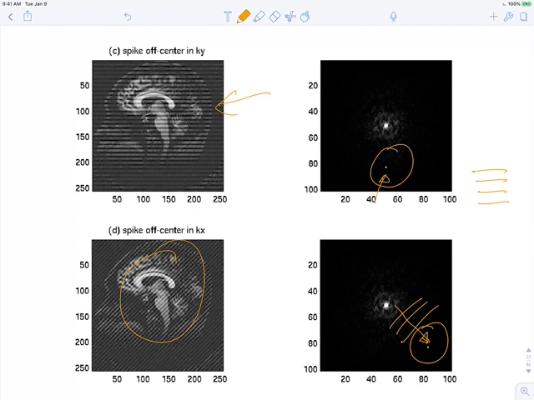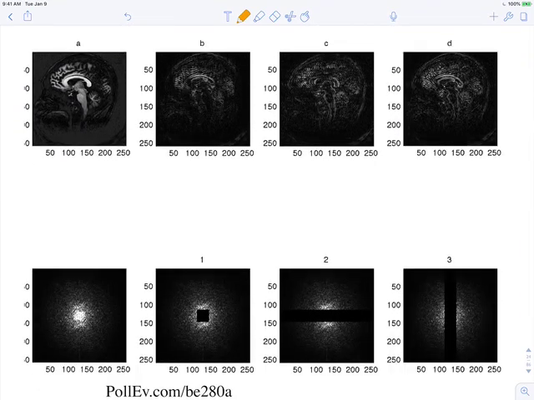And lo and behold, I have stripes going that way here. All right, so that's about all you need to know to do the exercises. All right, so this is your first assignment here.